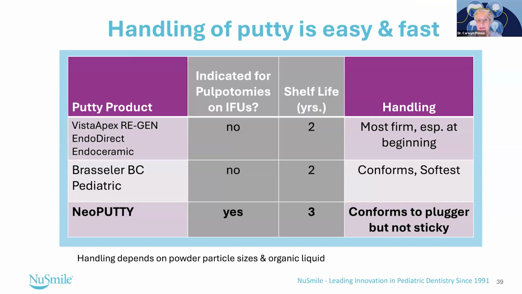But handling a putty is easy and fast to dispense. And when I examined all three of these putties, I noticed that the Vista Apex and Endo Direct materials were the most firm. And they were more firm at the beginning, which indicated to me a non-uniformity that I don't like and can be a little disconcerting for clinical placement. The Brasseler material was much more conforming. It was the softest of these three materials.